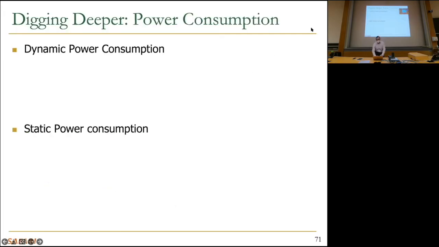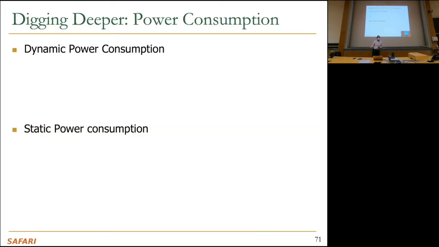Okay, let's talk about power consumption. This is important because power is, as you know, one of the bigger limiters, energy and power. And there are usually 2 aspects of power consumption. One is dynamic, when the circuit is switching, basically. When you apply some input and the input changes, you consume some dynamic power.